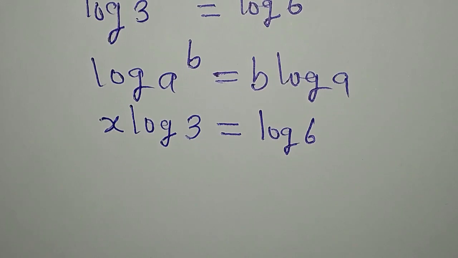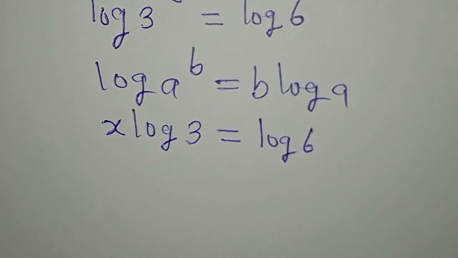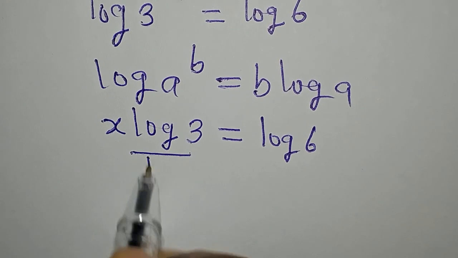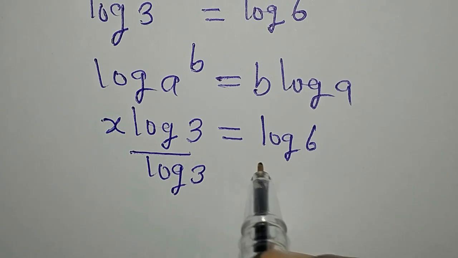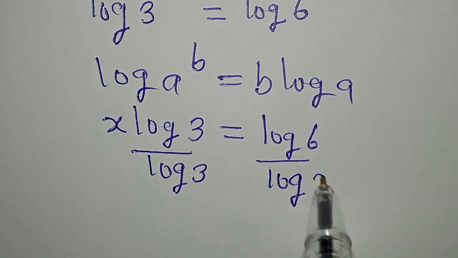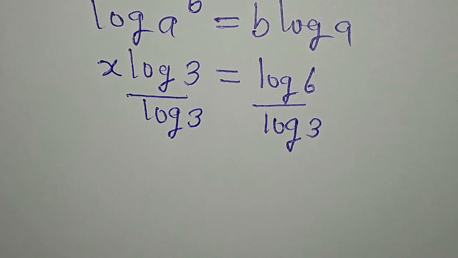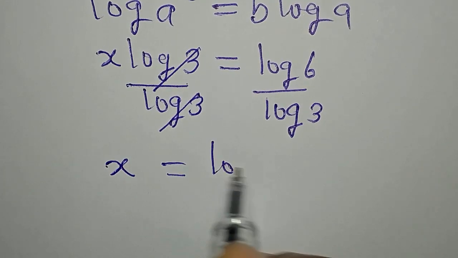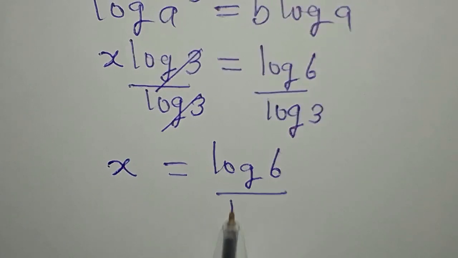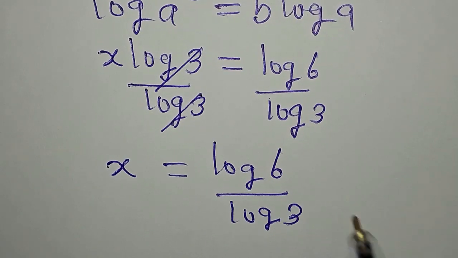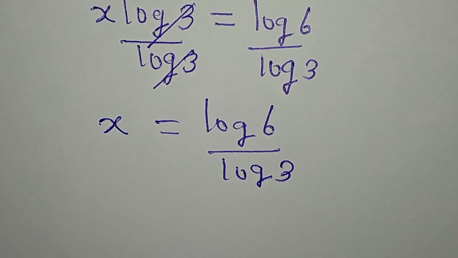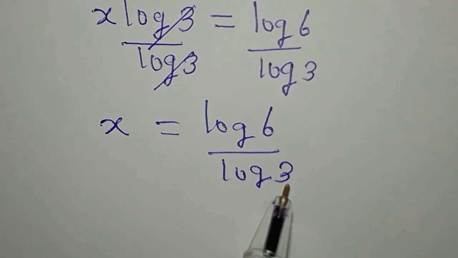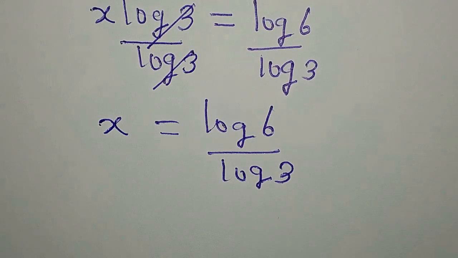Now, from here, what should I do? Remember that we are looking for the value of x, so we can divide this by log 3, and the right-hand side will be divided by log 3. So, this can go with this, and we have x equal to log 6 divided by log 3. But mind you, we can simplify this. But it will be wrong to say log 6 divided by log 3 is log 2. That would be very wrong.